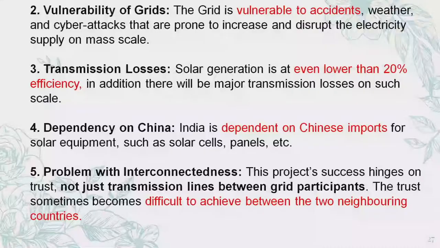And fourth is, India is depending on Chinese import for the solar equipment like cell panels, etc. There's another issue. Now we are tugging with China. So whether we get the raw material from China or not is an issue. And the last point is the problem with trust. The project success hinges on trust, not just a transmission line between grid participants. Sometimes we find it difficult to achieve between two neighboring countries. So that's again an issue. If there's not a proper understanding between the countries, that can create issues. And these are the challenges in implementing the scheme.